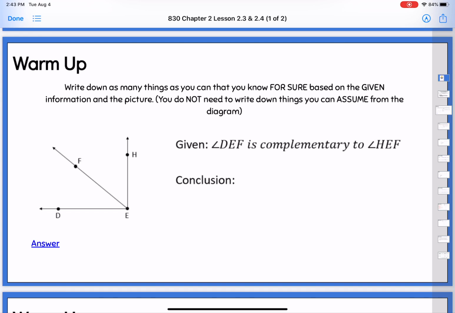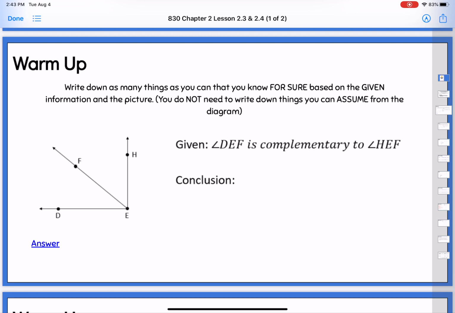And I would like you to write down as many things as you can that you know for sure based off of that given. Remember, you don't have to tell me things that I can assume from a picture, like EH is a ray. I don't need to know that. I want to know only things that you know for sure based off of the given that angle DEF is complementary to angle HEF. If you haven't done that yet, go ahead and give that a shot right now.